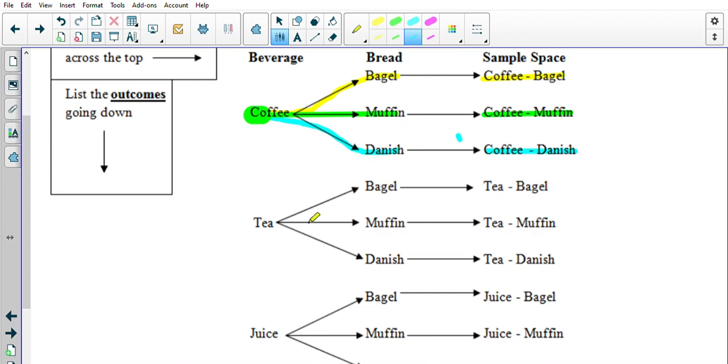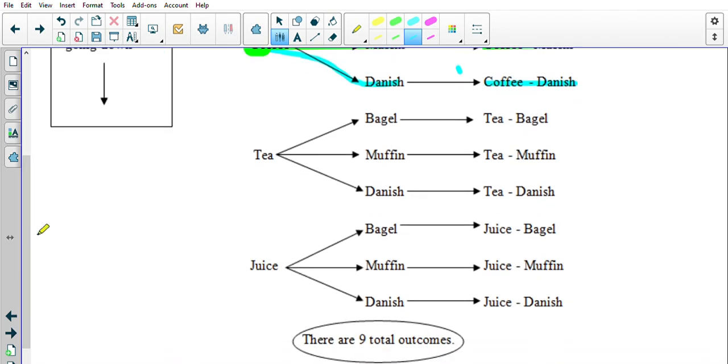So then we go to our next outcome that we have for beverage. So we have tea, bagel, tea, muffin, and tea, Danish. So we have those three listed. And then finally, if we choose juice, we have juice, bagel, juice, muffin, and juice, Danish. We have a total of 9 possible outcomes.